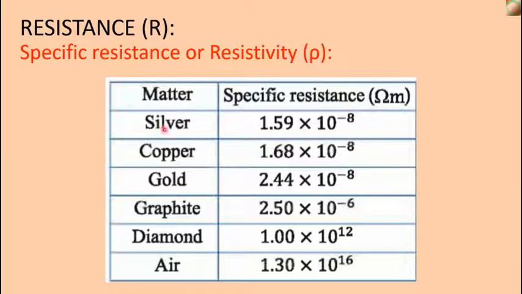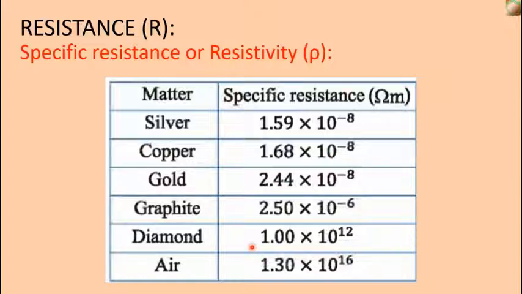As a conductor, silver is better than copper. That is, the lower the specific resistance, the higher the conductance. In case of silver, the specific resistance is lower than that of copper, therefore as a conductor it is better than copper. In case of copper and gold, the specific resistance is 1.68 into 10 to the minus 8 ohm meter for copper, and 2.44 into 10 to the minus 8 ohm meter for gold. In this case, copper is better than gold.